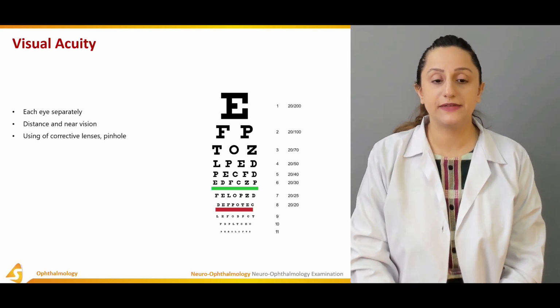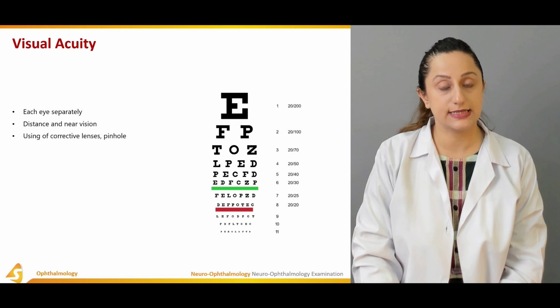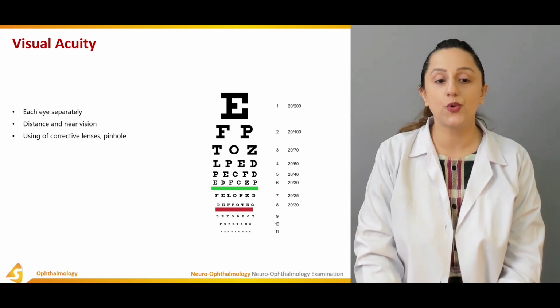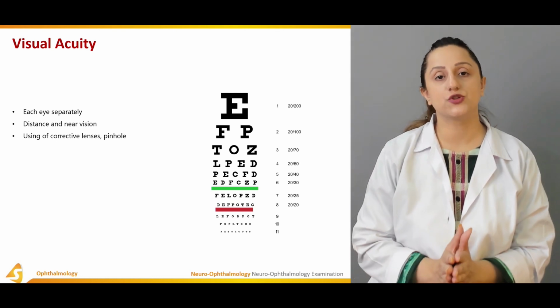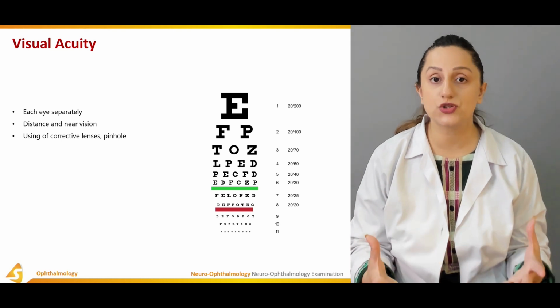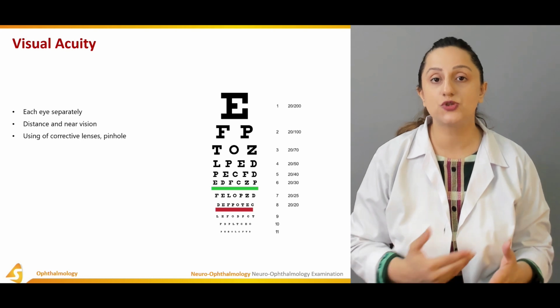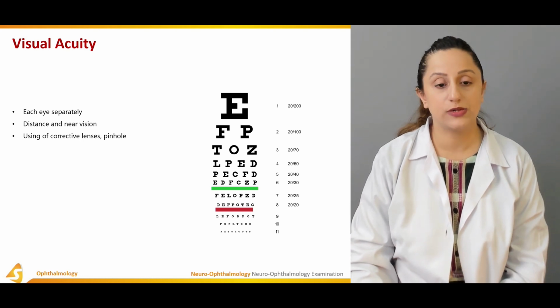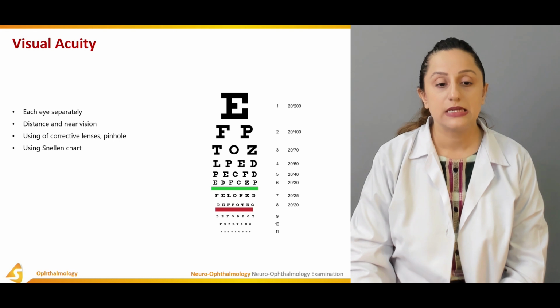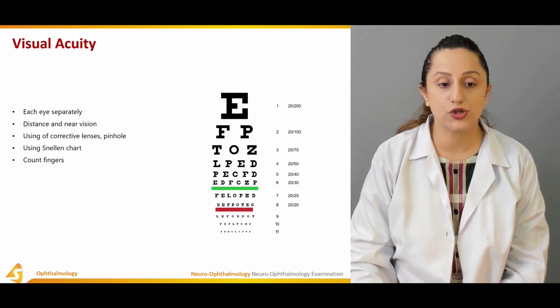Use of corrective lenses or pinholes is again very important, just to know the particular kind of visual acuity, whether it is a scattered sort or not. Whenever we use a pinhole, that is going to relate towards the visual acuity in a much better sense. Using the Snellen's chart is again very important over here.